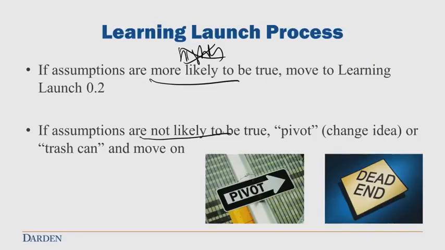You pivot, which means you change your idea, you amend it and keep going. Or you put the idea in a trash can. Well, it's not a real trash can. It's make-believe, because you put it on the shelf, because years later it may be valuable. Corning found that out with the glass that they made called Gorilla Glass. It was invented years ago. It made it big when Apple wanted it. It was on the shelf for years.